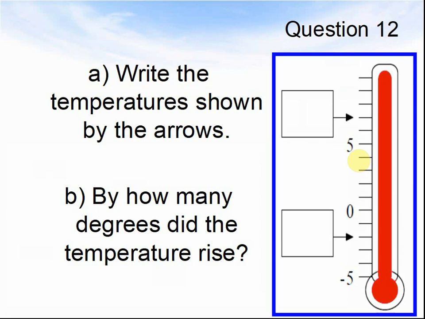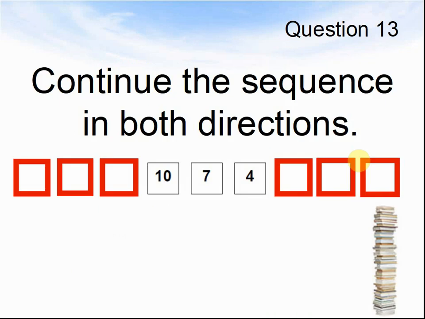Question 12. Write the temperatures shown by the arrows. By how many degrees did the temperature rise? Pause the video until you are ready for question 13. Here comes question 13. Continue the sequence in both directions.